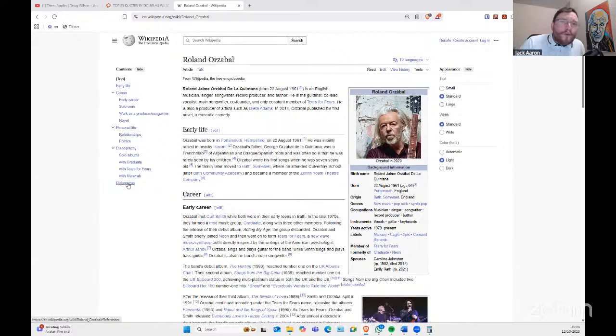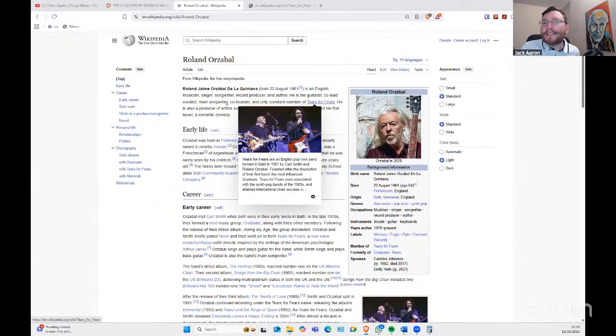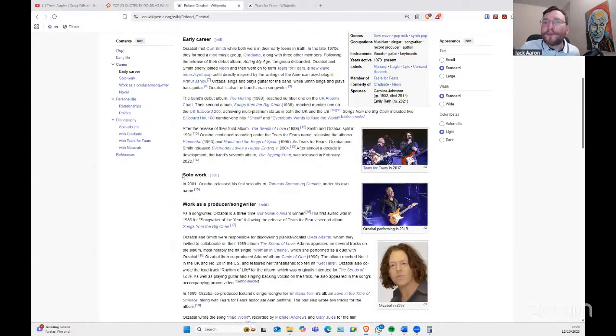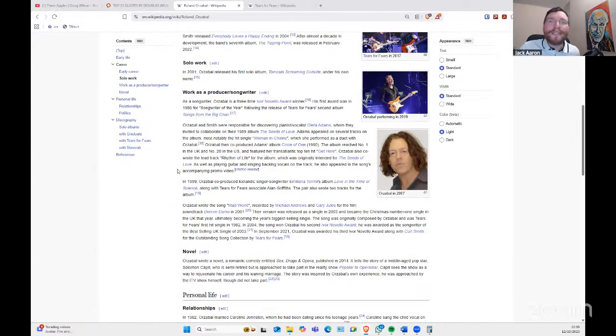Roland Jamie Orzabal de la Quintana is an English musician, singer, songwriter, record producer, and author. Guitarist, co-lead vocalist. Only constant member of Tears for Fears. Okay, it's interesting. So Tears for Fears, really, he is the constant member of it. Now, why? Is it because he started it, or because he's the only one who's hung around the whole time?